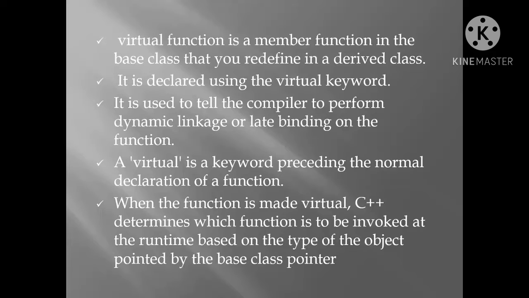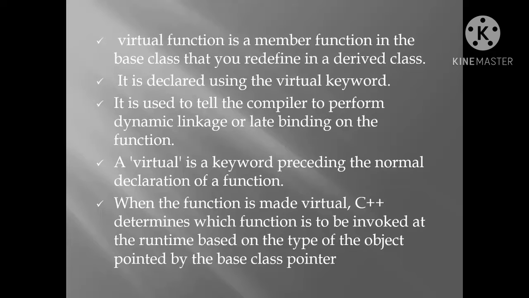Also, the prototypes of the base class version of a virtual function and all the derived class versions must be identical. If two functions with the same name have different prototypes, C++ considers them as overloaded functions and the virtual function mechanism is ignored. Virtual function is used to tell the compiler to perform dynamic linking or late binding on the function.